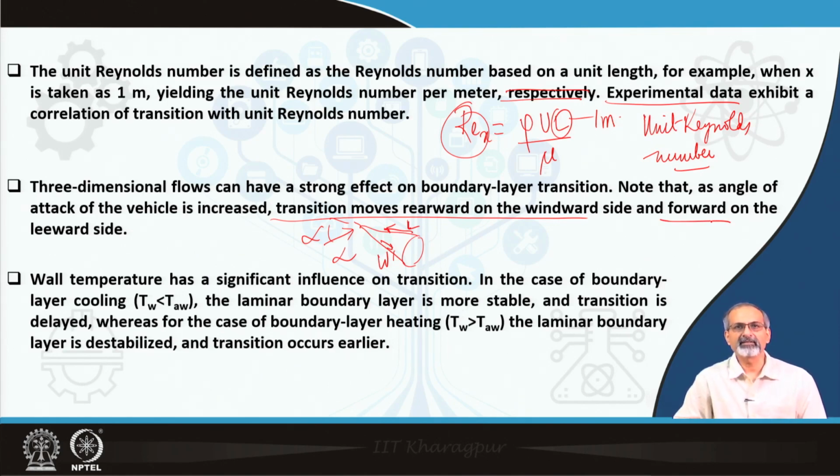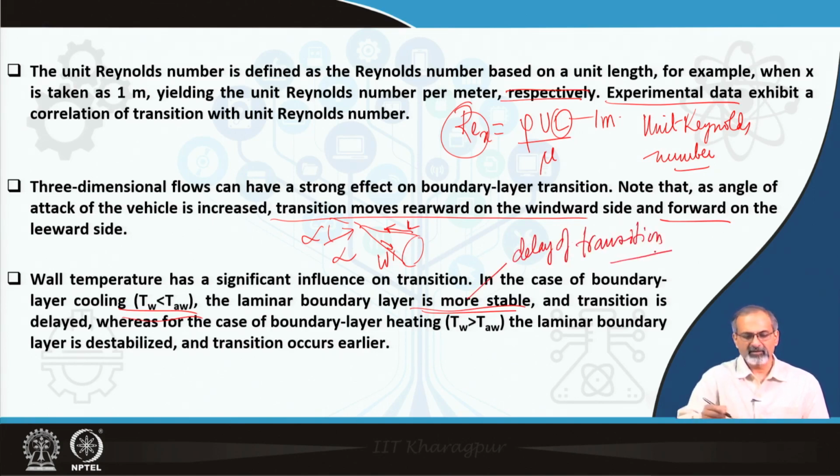The wall temperature has a significant influence on transition. In the case of boundary layer cooling, the laminar boundary layer is more stable. That means cooling of the wall leads to increased stability of the boundary layer, and therefore transition is delayed. So, we say delay of transition in such a case, and transition may be expedited if you heat the surface of the body, because that can lead to destabilization of the boundary layer, and transition can occur earlier.